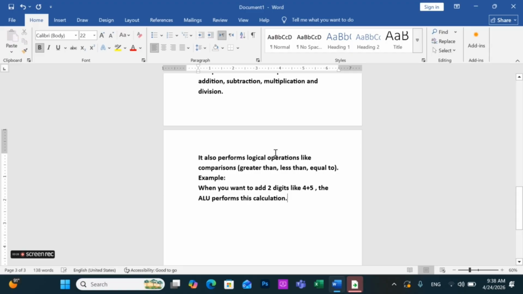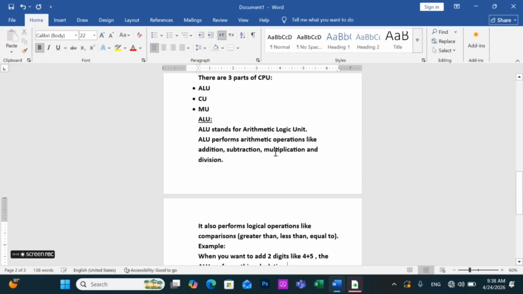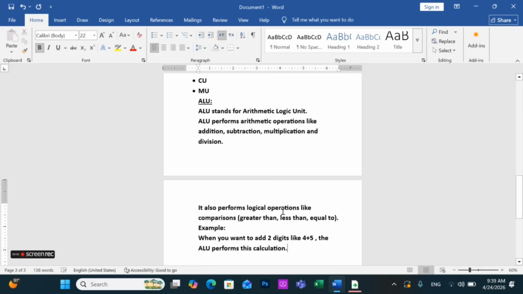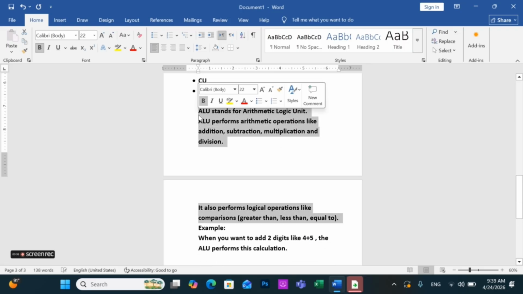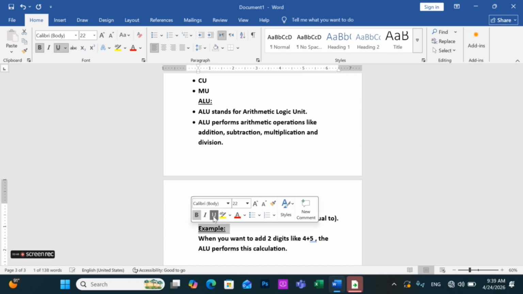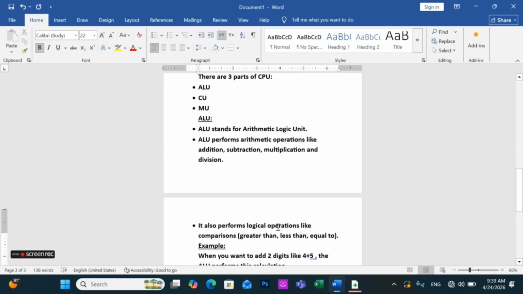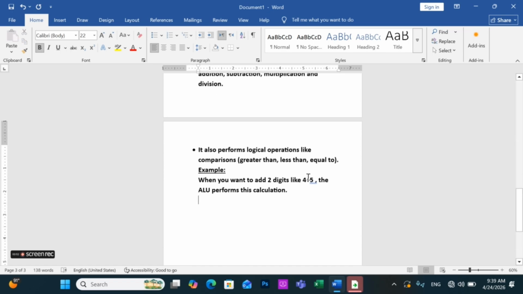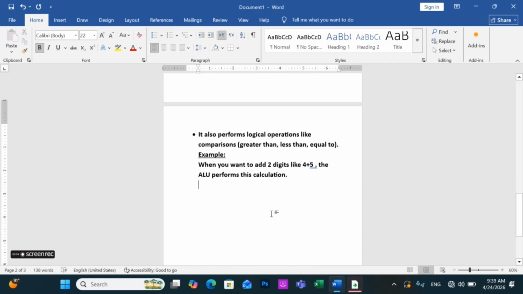Is it clear? So whenever you write the explanation of any part of CPU, first you have to write the full form of that part, and then after that you have to write the function, which function is performed by ALU, CU and MU, and at the last you have to write the example. You must write the example at the end.